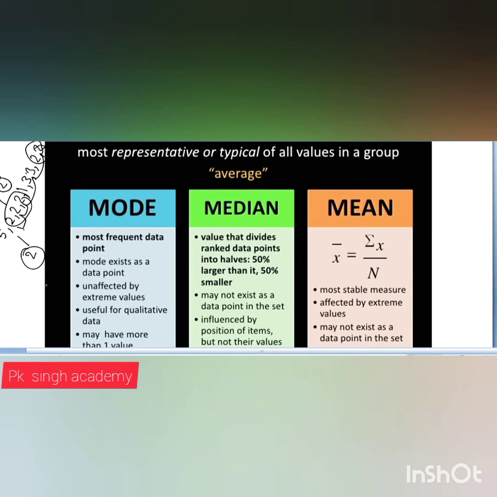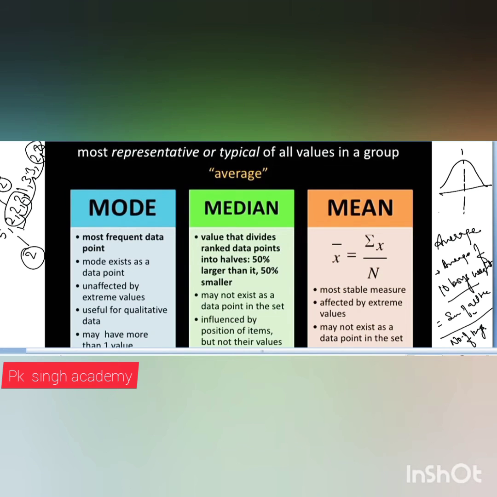What is median? As the name suggests, median is just dividing the data into two equal parts. And mean means the average of everything. Say the average of 10 boys' weight: the sum of all the weights divided by the number of boys.